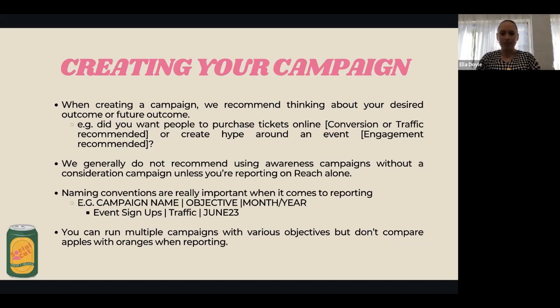So creating the campaign. When creating a campaign, we recommend thinking about the desired outcome, which is something we just sort of briefly discussed. So do we want to get more people to see it? Do we want to have people buy something, like as in a ticket? Or do we want to create hype, etc.? So really thinking about what is the desired outcome, and it may be two-tiered. Like it might be, part A is that we want as many people as possible to see this event coming up. And part B is, okay, now we want them to buy the ticket.